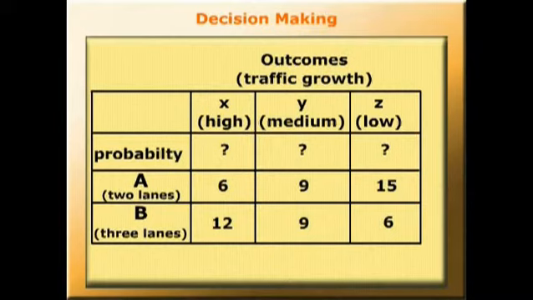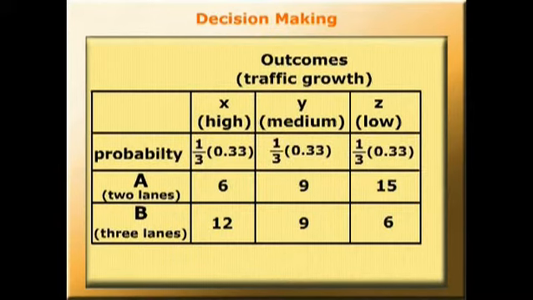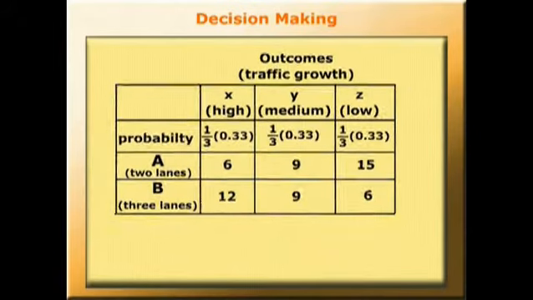Well, one way to proceed is to use what's called the principle of insufficient reason. If we don't know which of these outcomes is more likely than any other, we have no sufficient reason for thinking that one outcome is more or less likely than the others. So we'll attach an assumed probability of 1/3 to each of the possible outcomes.